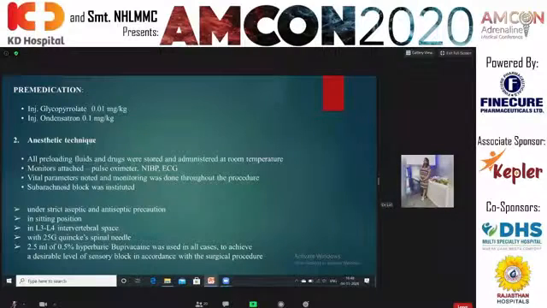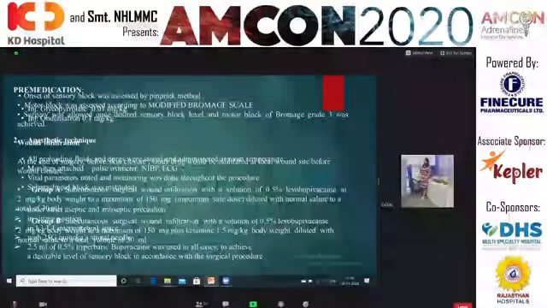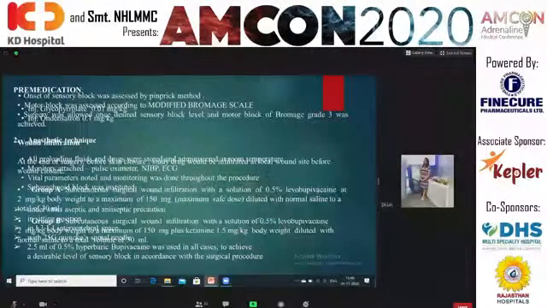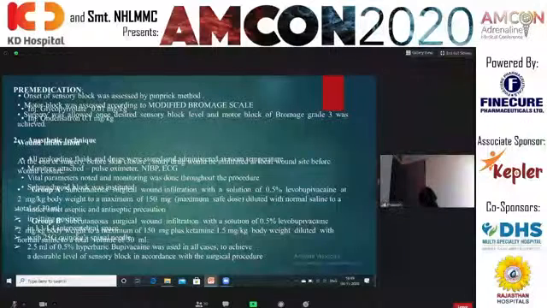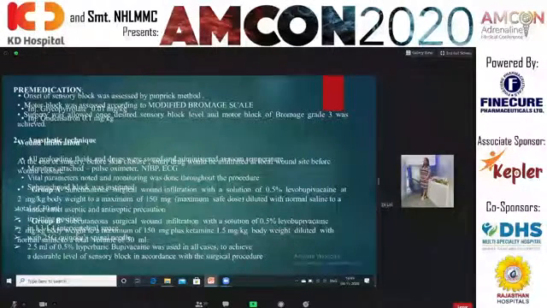Pre-medication was given with injection glycopyrrolate 0.01 milligram per kilogram and injection ondansetron 0.1 milligram per kilogram. Anesthetic technique. All preloading fluids and drugs were stored and administered at room temperature. Subarachnoid block was instituted under strict aseptic and antiseptic precautions in sitting position in the L3 L4 intervertebral space with a 25 gauge spinal needle with 2.5 ml of 0.5% hyperbaric bupivacaine. Onset of sensory block was assessed by pinprick method and motor block was assessed according to the modified Bromage scale. Surgery was allowed once the desired sensory block and motor block of Bromage 3 was achieved.